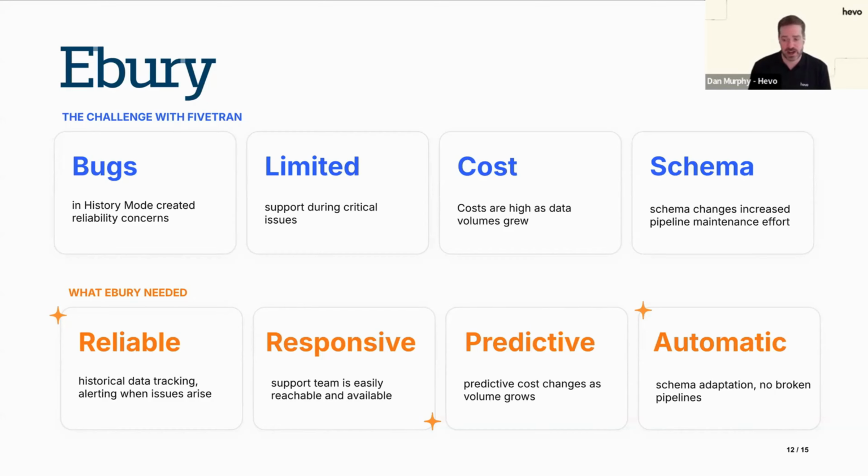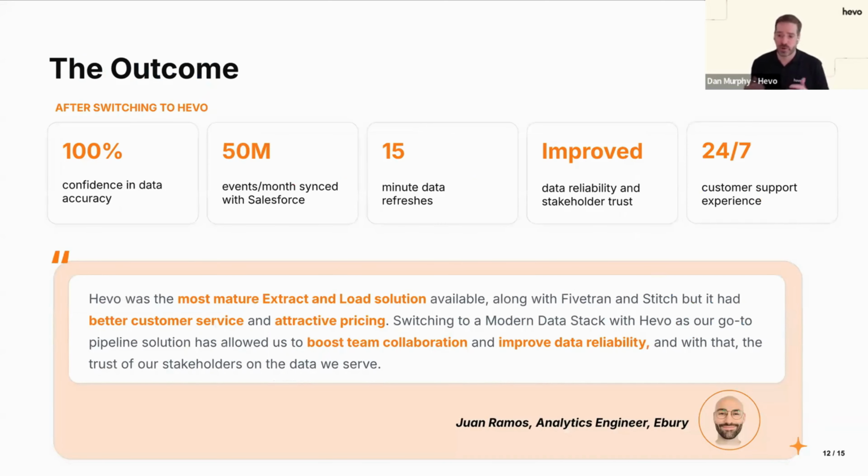They wanted predictable costs, and they wanted to see automatic schema adaptation as things change. We went through a POC. They thought it was awesome because it is. And they went ahead and decided to move over to Hevo and to replace Fivetran.